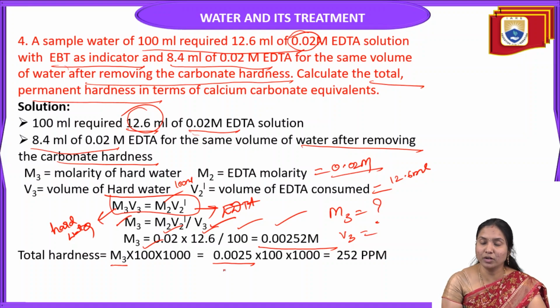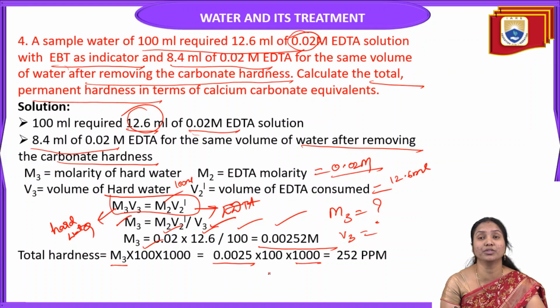So here the M3 value is 0.0025 into 100. 100 is the molecular weight of calcium carbonate, and 1000 is the total makeup solution, 1 liter of water, so it's equal to 1000 ml. So 0.0025 into 100 into 1000 is equal to 252 ppm. So the total hardness of the given water sample is 252 ppm.